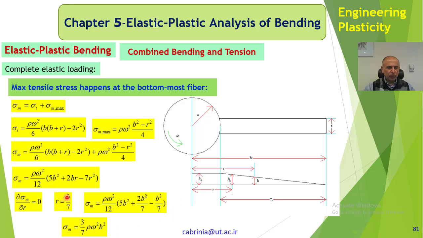So I put this b over 7 for r in here and there, so we get sigma m max, and that is what we get in here. Sigma m is equal to 3 over 7 rho omega squared b squared. That is the maximum tensile stress at the bottommost fiber at this position, at r equal to b over 7. Because as you can see, this sigma m changes with r. So there is a maximum, and the maximum is that.